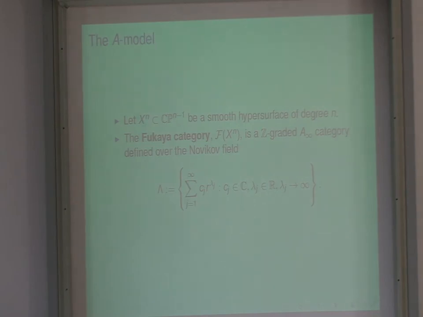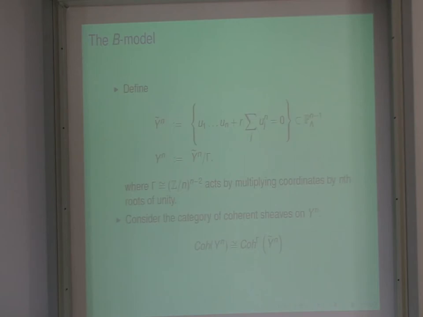The A model we're looking at is the Fukaya category called F(X_n). It's a Z-graded A-infinity category that's defined over the Novikov field. So the Novikov field looks like that. So think about it as being like a formal Laurent series, except that you're allowed to have real powers of your formal variable R. You just have this requirement that these powers don't accumulate at some finite point, they go to infinity. That's the A model.